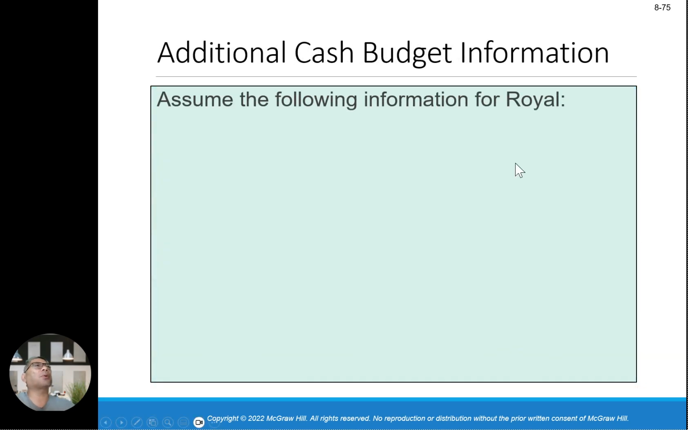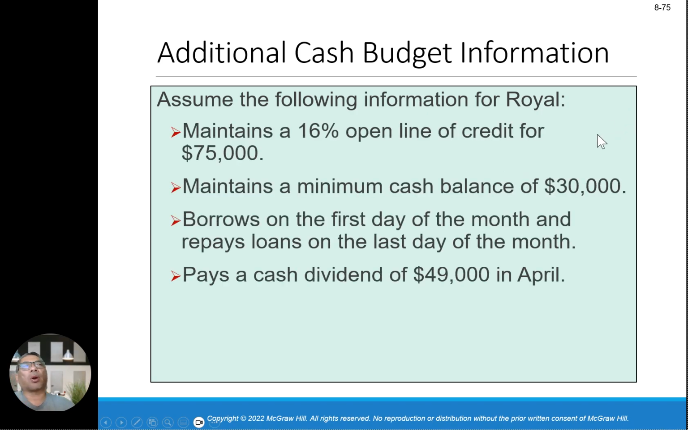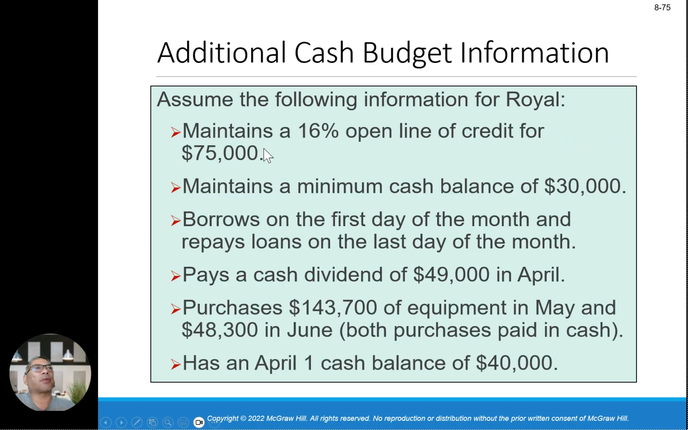So what do you need to do? We assume for the Royal, maintain a 16% open line of credit for 75,000, maintain a cash balance of 30,000, borrow in the first month and repay the loan on the last day of the month, pay a cash dividend of 49,000, purchase equipment in May, and 448,000 in June, with an April 1 cash balance of 40,000. Okay, this is your assumption, given to you in this particular slide.